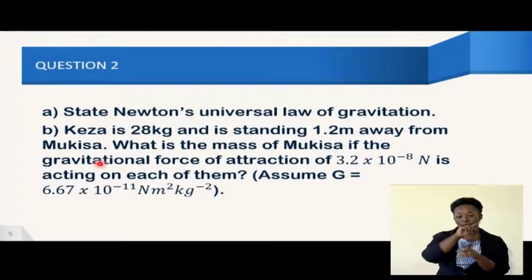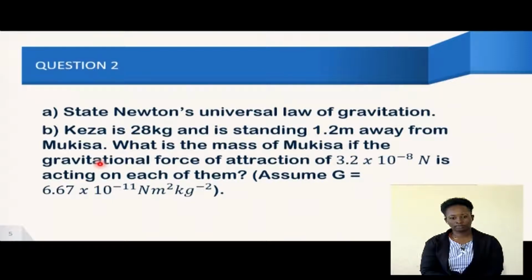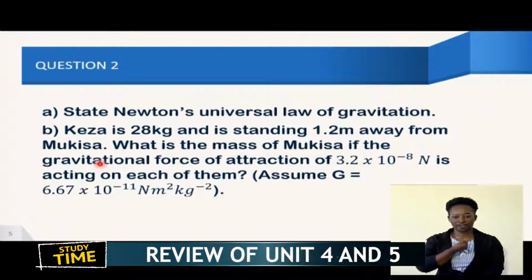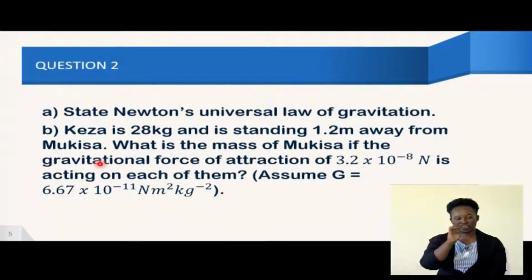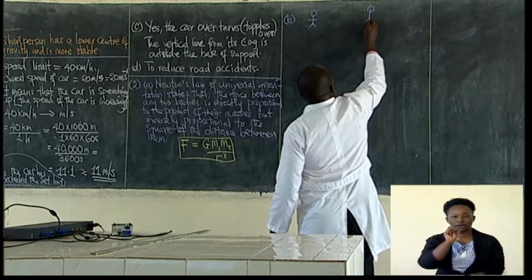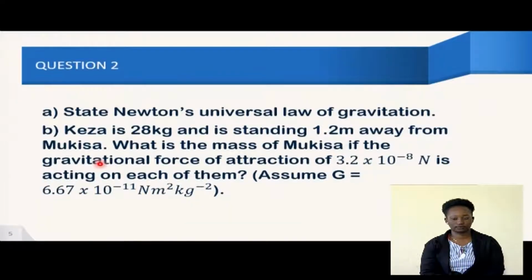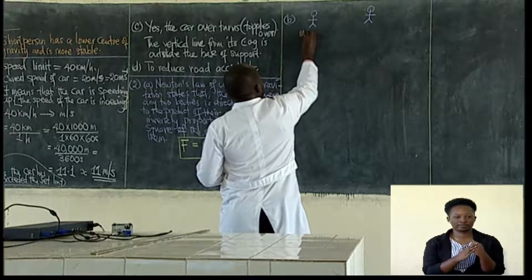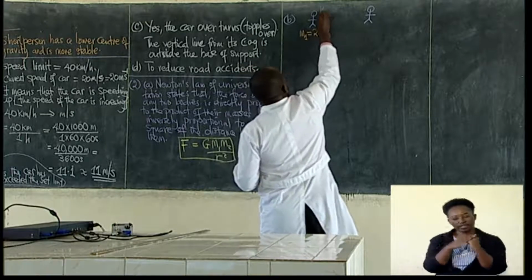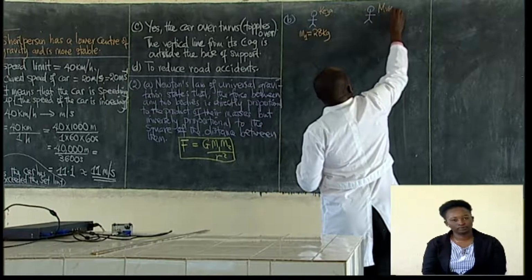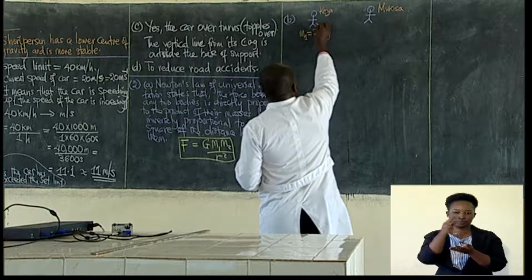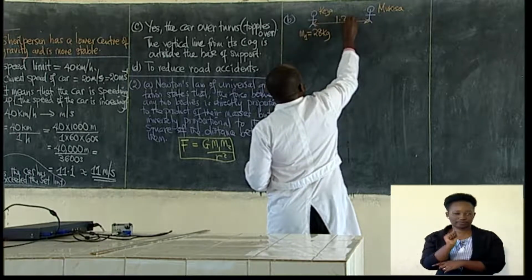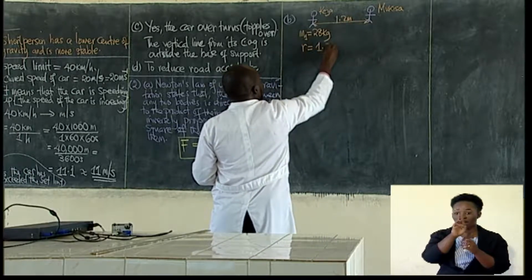Okay, in part B, which is where my main focus is, they are saying Kaiser is 28 kilograms. So we have two people. Let me put this as Kaiser, and there's another one called Mukisa. So what are they telling us? Kaiser is 28 kilograms, so M1 is equal to 28 kilograms. And he is standing 1.2 meters away from Mukisa. So the average distance between them is 1.2 meters. According to me, it tells me that R is 1.2 meters.